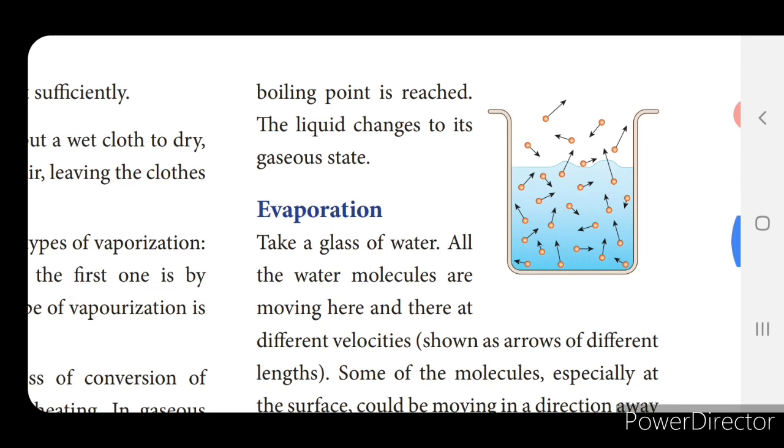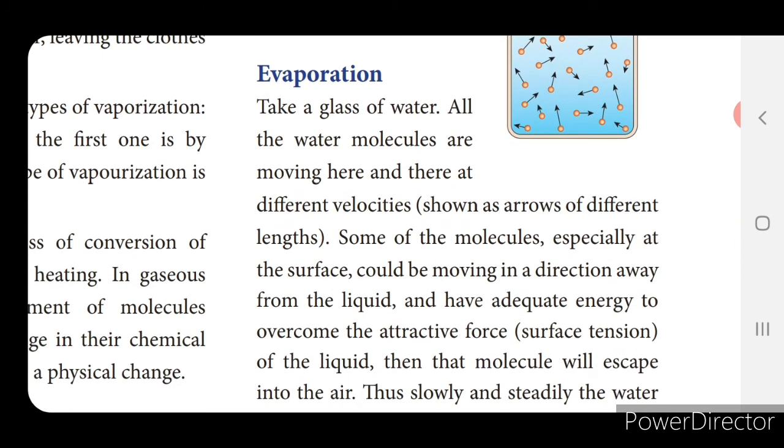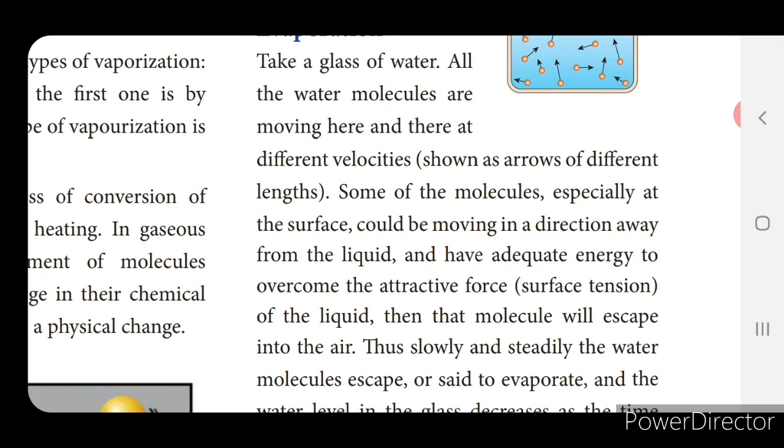Then evaporation. Take a glass of water. All the water molecules are moving here and there at different velocities. Some of the molecules, especially at the surface, could be moving in a direction away from the liquid and have adequate energy to overcome the attractive force of the liquid. Then that molecule will escape into the air. That means if you take a bowl of water, the molecules present on the sides and also the top layer will start to evaporate first.